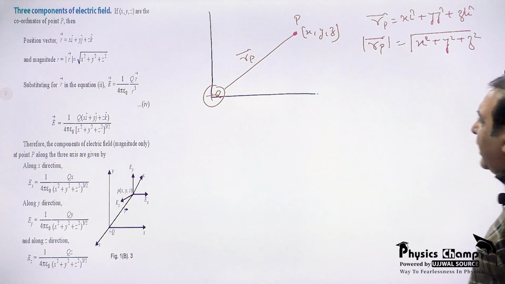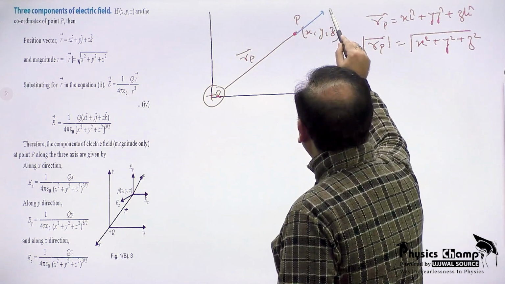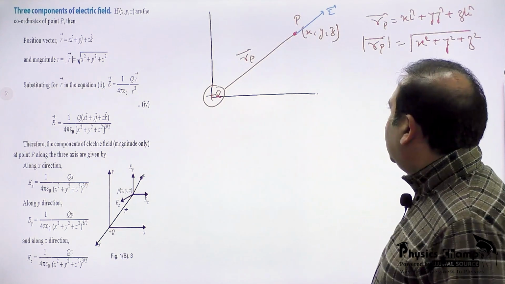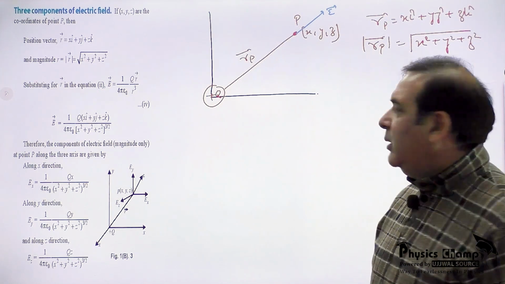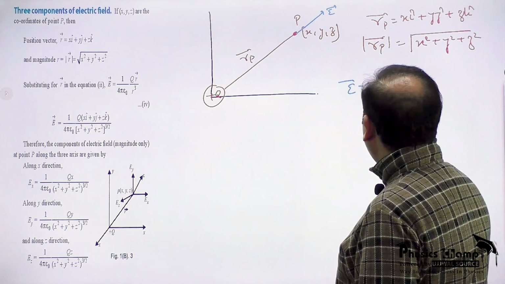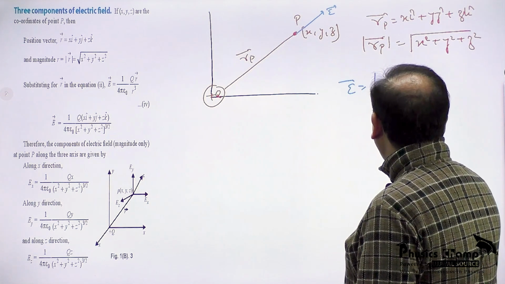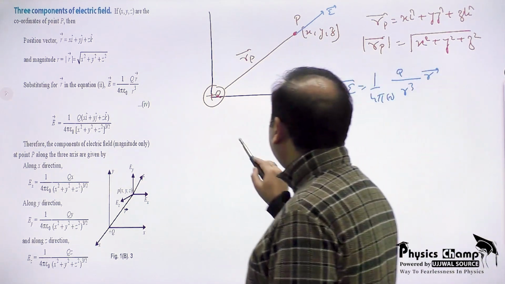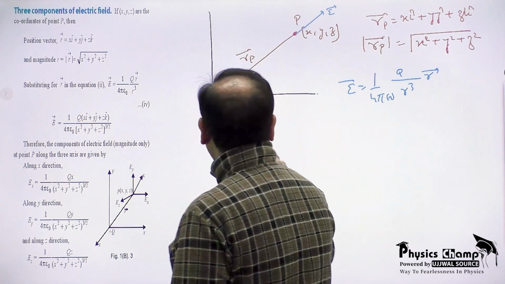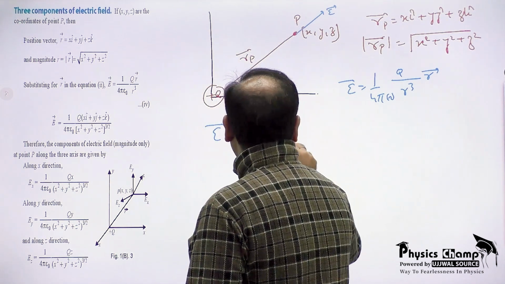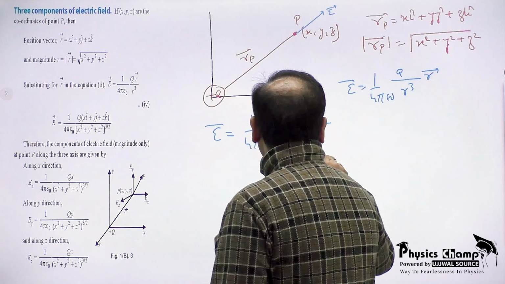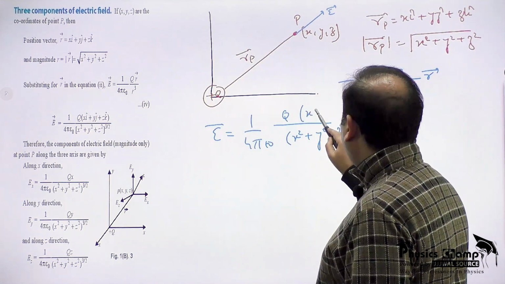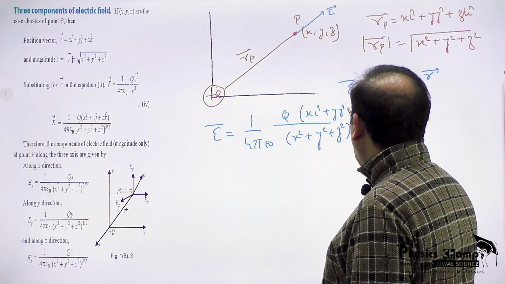I have the electric field here due to this point charge q at the origin. This electric field E can be defined as 1 by 4 pi epsilon naught q by r cube into r vector, or this electric field E is defined as 1 by 4 pi epsilon naught q by x square plus y square plus z square to the power 3 by 2 into xi plus yj plus zk.